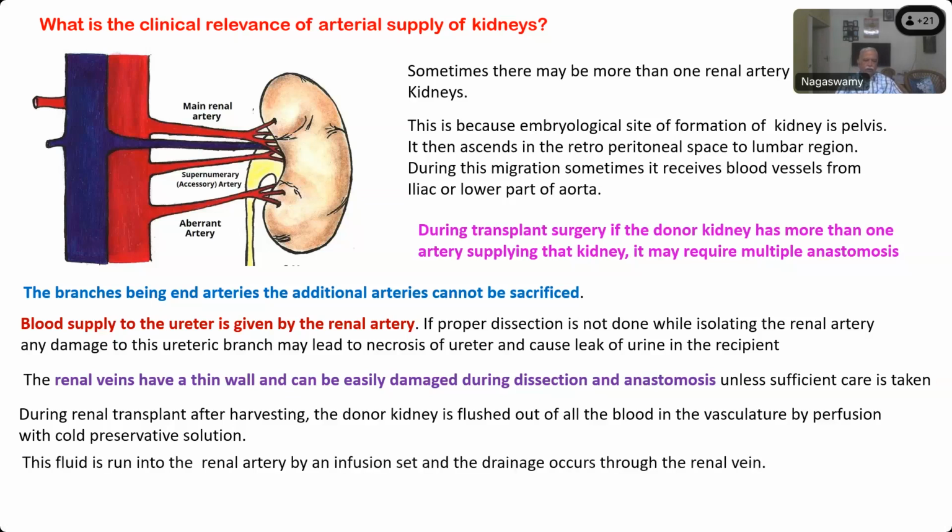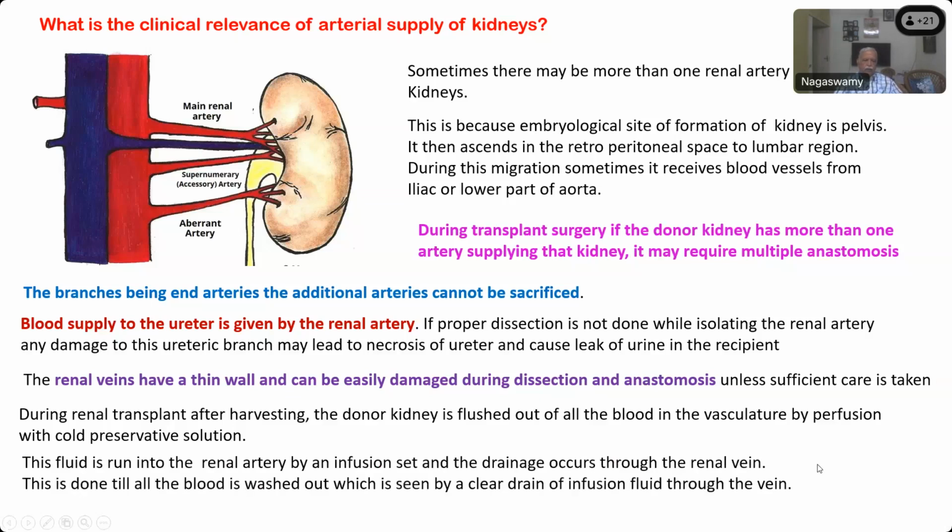So this fluid is run into the renal artery by an infusion set and drainage occurs through the renal vein. This is done till all the blood is washed out, as seen by a clear return of the infused fluid. It should not be having any blood at all. So avoiding excess pressure is important to prevent intrarenal damage.